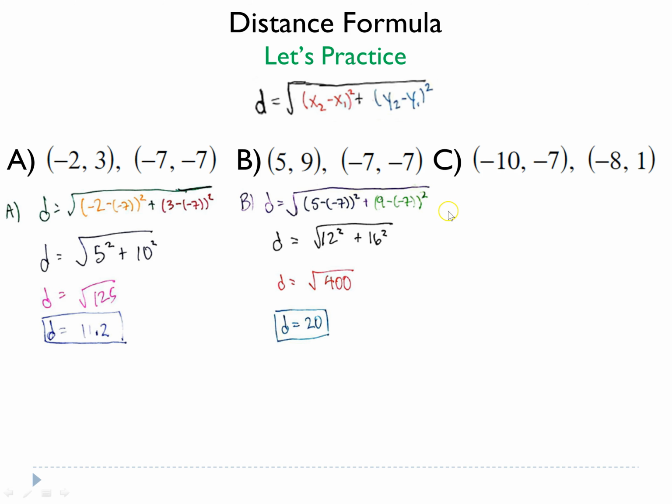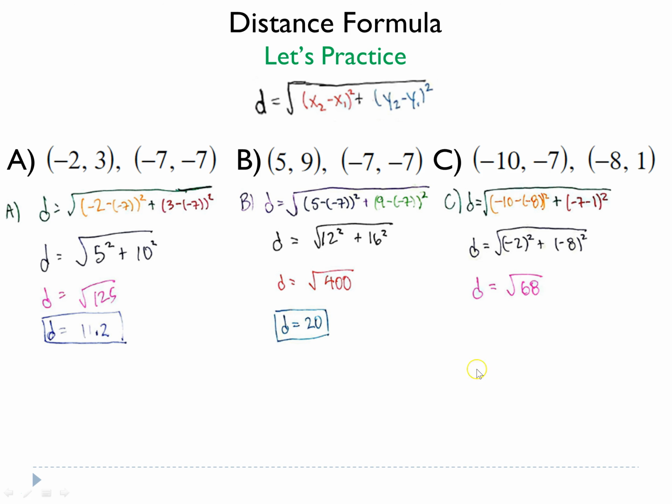For C, it's the same thing. I just must make sure that I'm being very careful that I put in my variables in the same order. So if it's left and then right, negative 10 minus negative 8, which I have down here, it's left and then right again, negative 7 minus 1 for my y's. All right, cool. That, of course, leads us to the distance formula, and the square root of negative 2 squared plus negative 8 squared, or 68. We whip out those calculators, and kaboom! It is 8.2. Sweet. All right, so there's a lot of work in these problems.